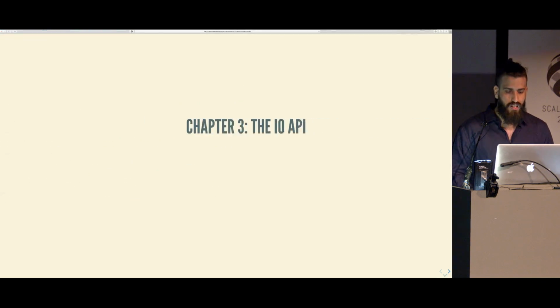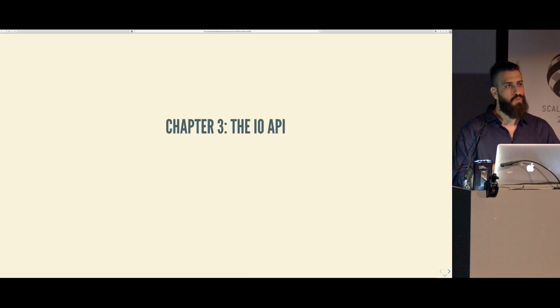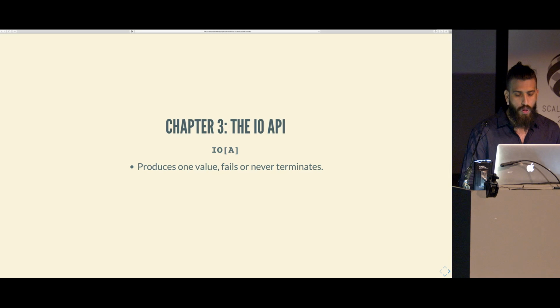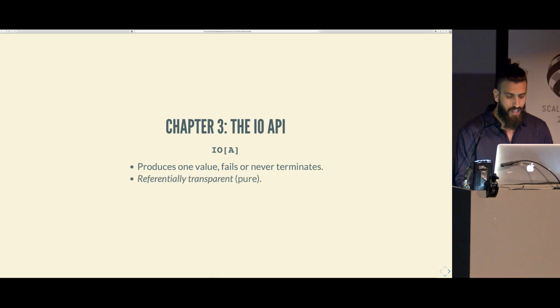OK. So we're kind of done with the semantic model of concurrency. We're now going to start getting into the nitty-gritty of what IO looks like. So what's an IO? An IO of A is a computation, the description of a computation, which can produce one value, or fail, or never terminate. These are the three things that an IO can do. And it's referentially transparent, just pure.